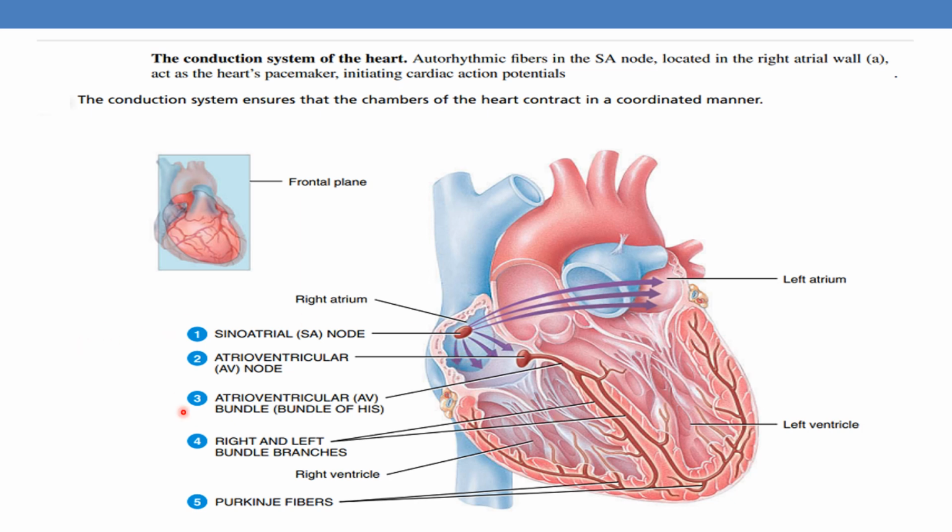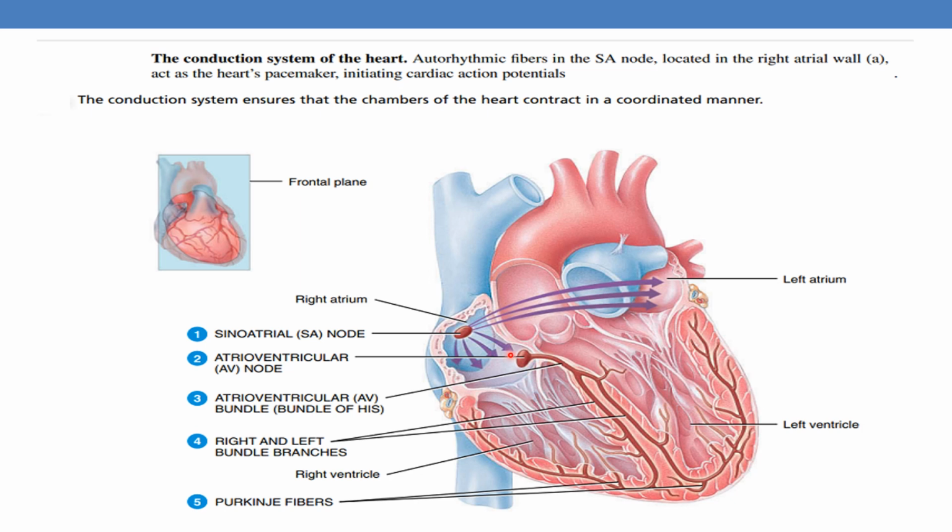There are steps through which the cardiac action potential passes. First it gets initiated in the sinoatrial node, which is also called the natural pacemaker. So what is the pacemaker of the heart? The SA node, or sinoatrial node, and it is located in the right atrium. In the conduction system, the first step is the sinoatrial node. Through the sinoatrial node, the cardiac potential passes to the atrioventricular node. From there, it passes into the atrioventricular bundle of His.